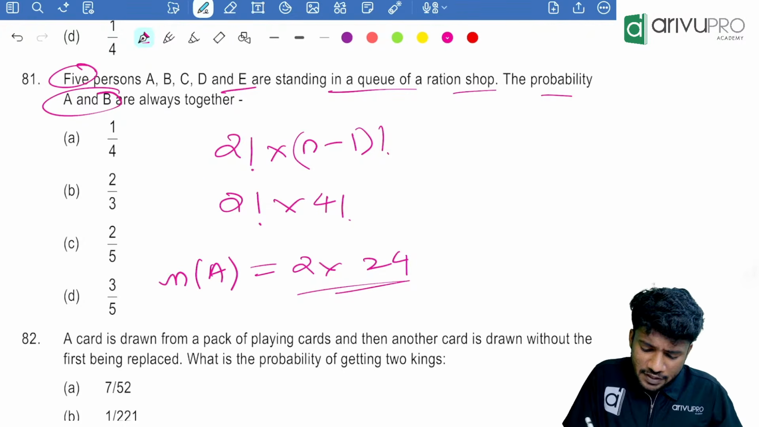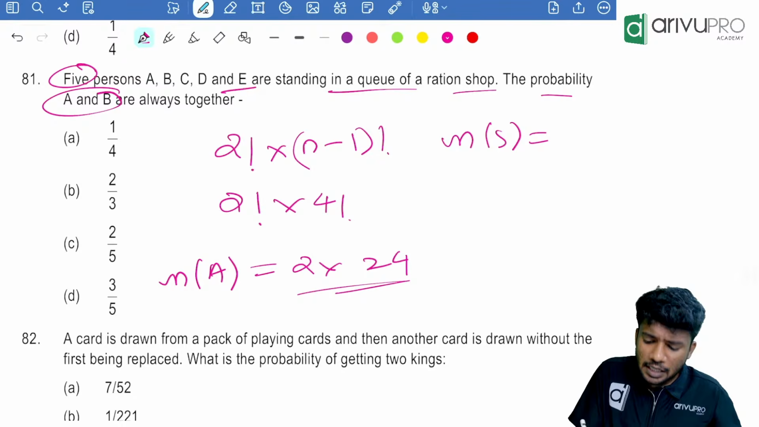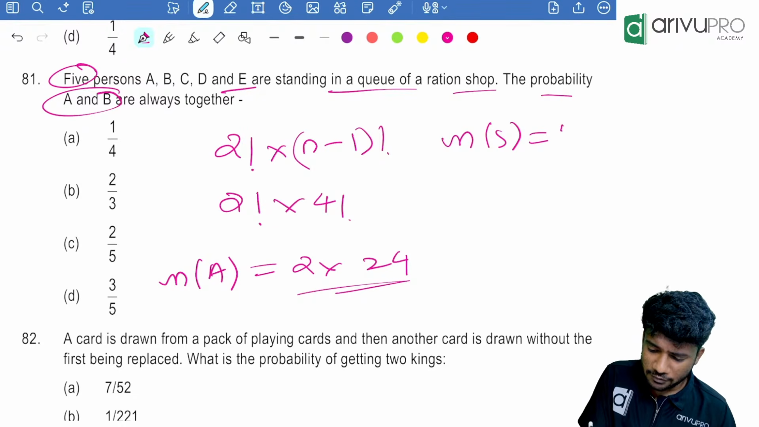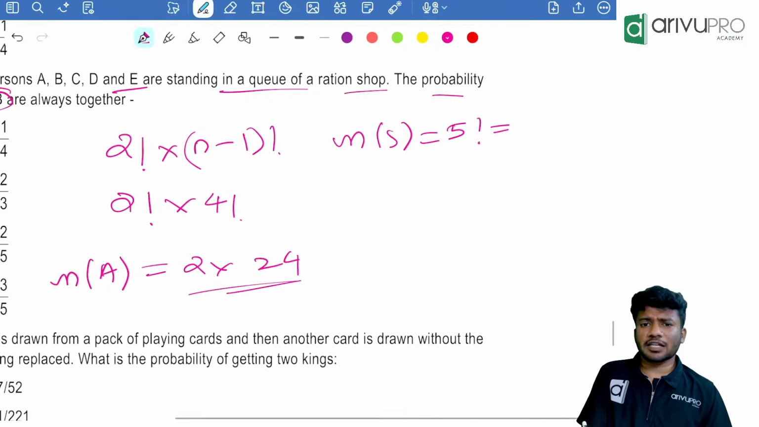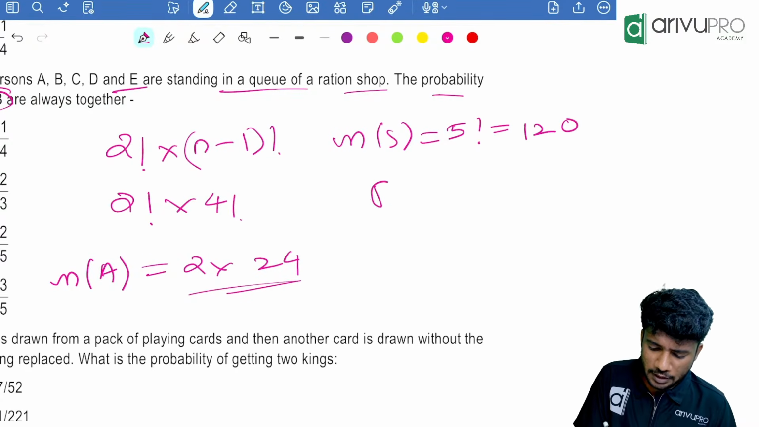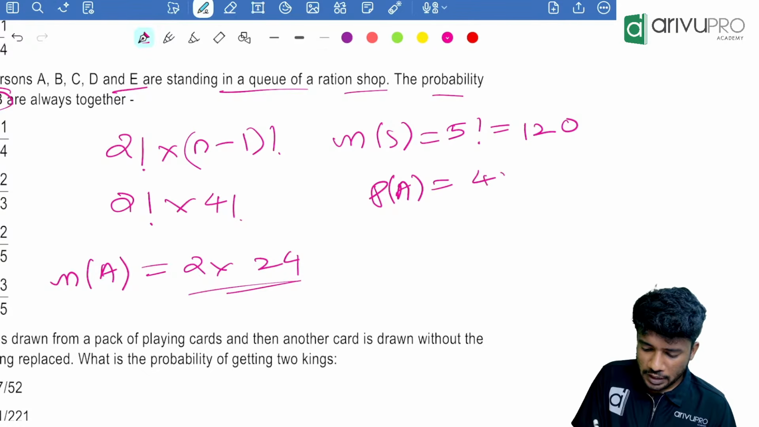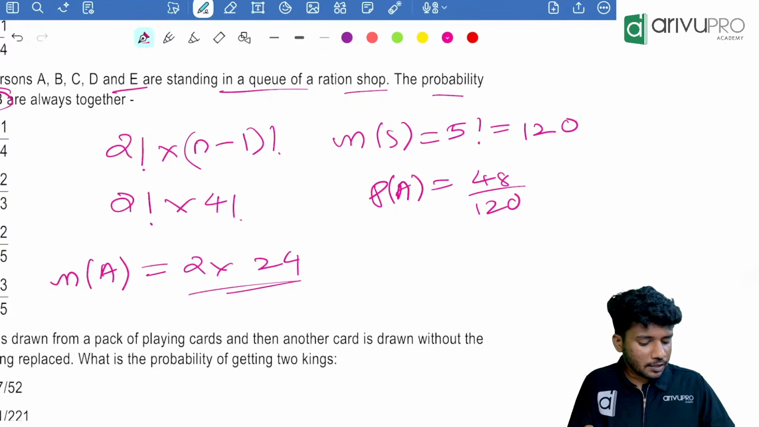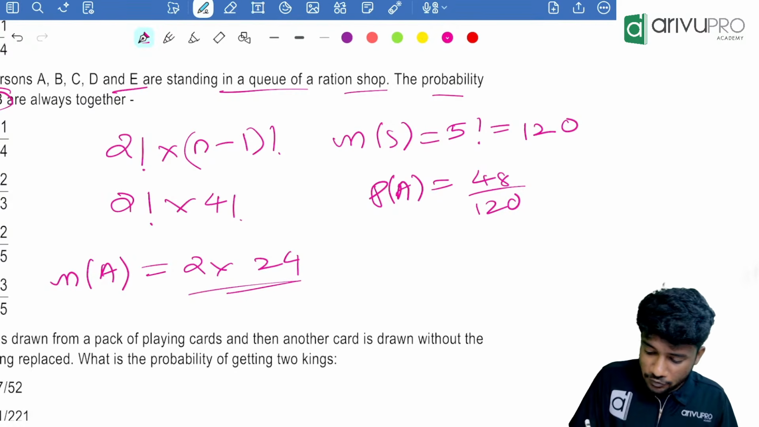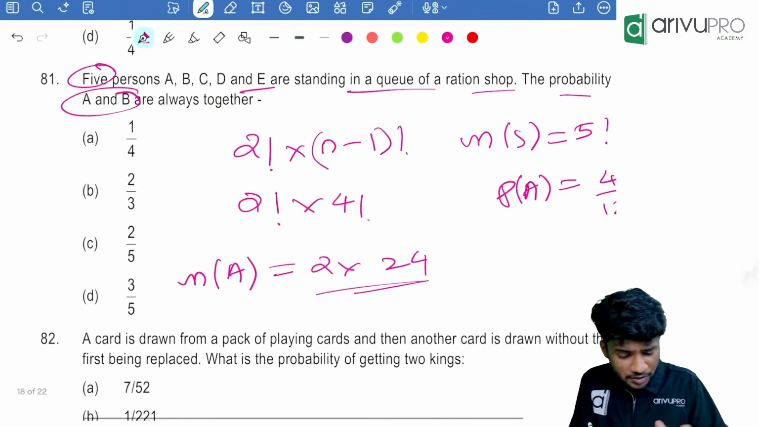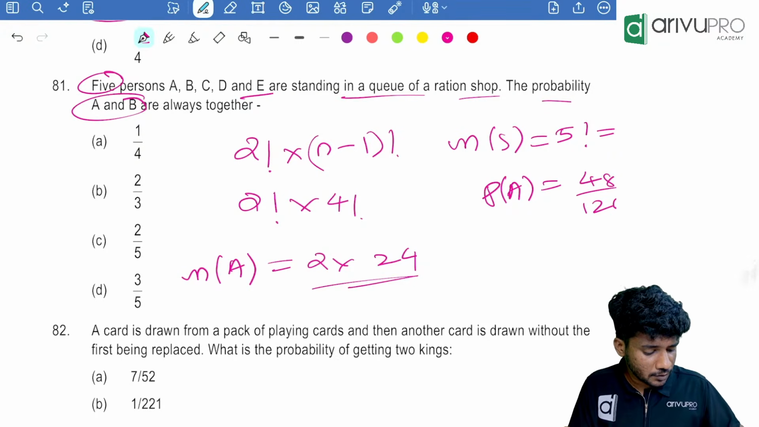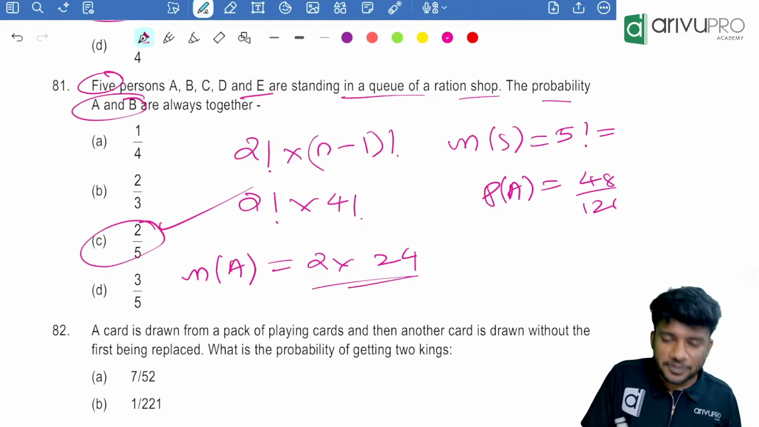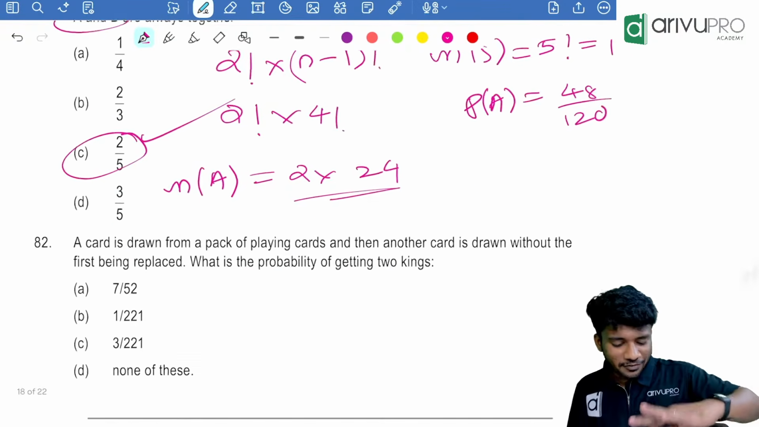Then n of S is how much? The total possibilities are how much in total? 5 factorial are there, right? That is nothing but 5 people can be arranged in 5 factorial ways. That is 120. Then P of A is how much? 48 divided by 120. Take your calculator. 48 divided by 120, which is equal to 0.4. Which option is giving you 0.4? So 2 by 5. 0.4. Option C is the answer. Very good question. Very easy answer.